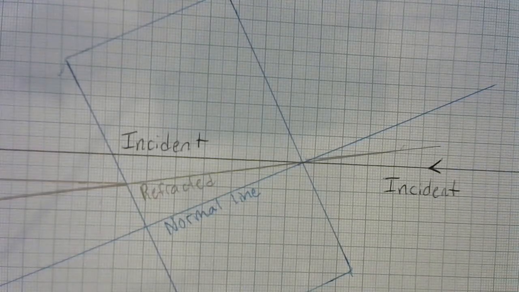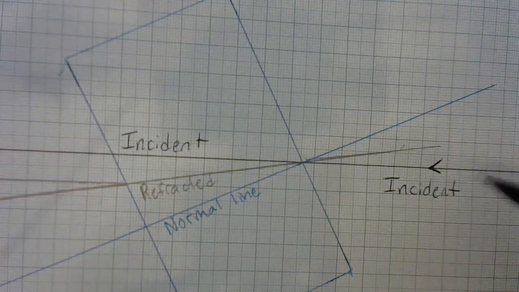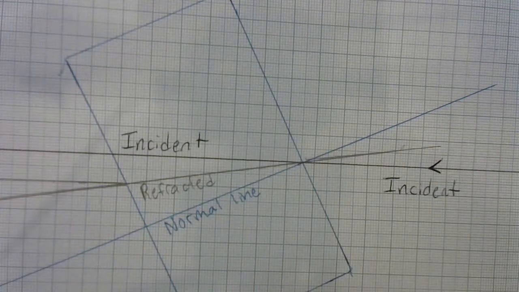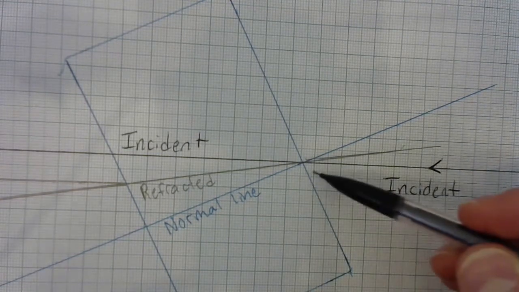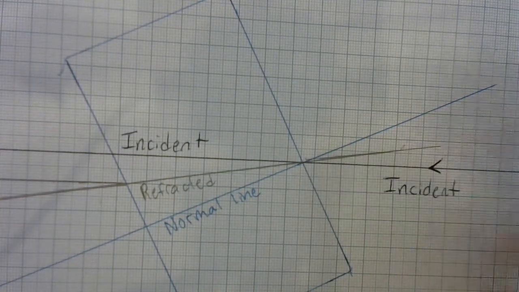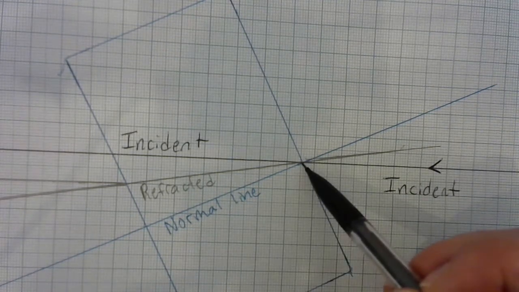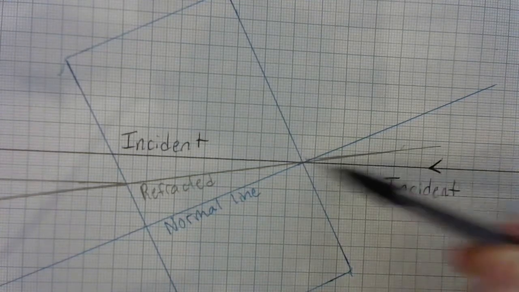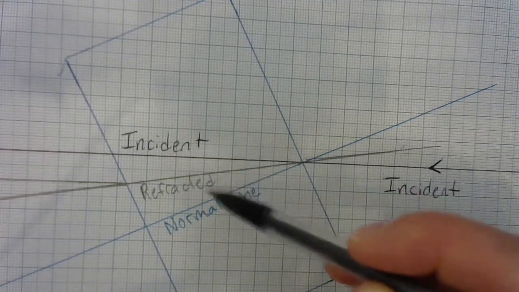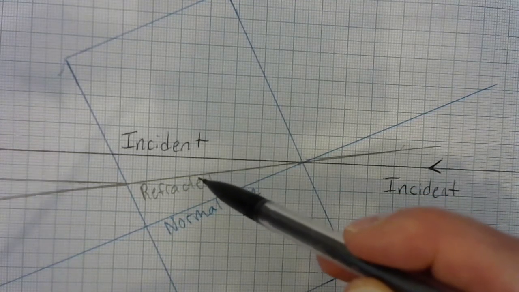All right, so with the block out of the way and the laser out of the way, I've labeled all of the various lines here. So the block is outlined in blue with the normal line also drawn in blue. So that's the normal to the surface. And my incident ray is drawn in black, and then my refracted ray is drawn in pencil.